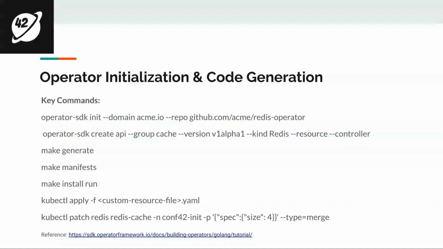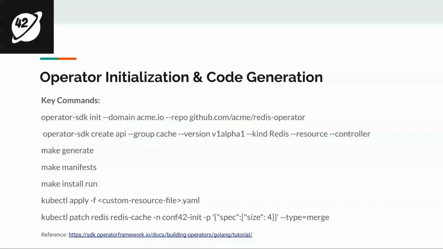The repo here is nothing but a name for my Go module, because at the end of the day, my operator would be packaged and served as a Go module. So this github.com/acme/redis-operator, no, it does not have to exist somewhere on GitHub. It is just a Go module naming convention. The second command creates the APIs and the Go types. So very important to understand as well.